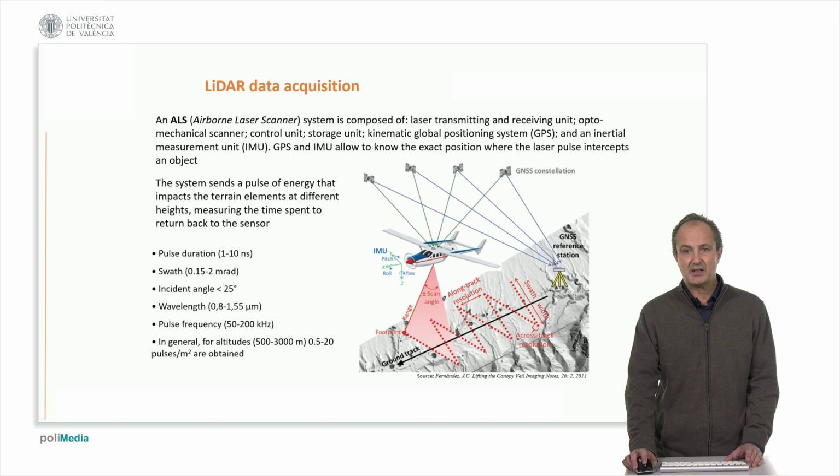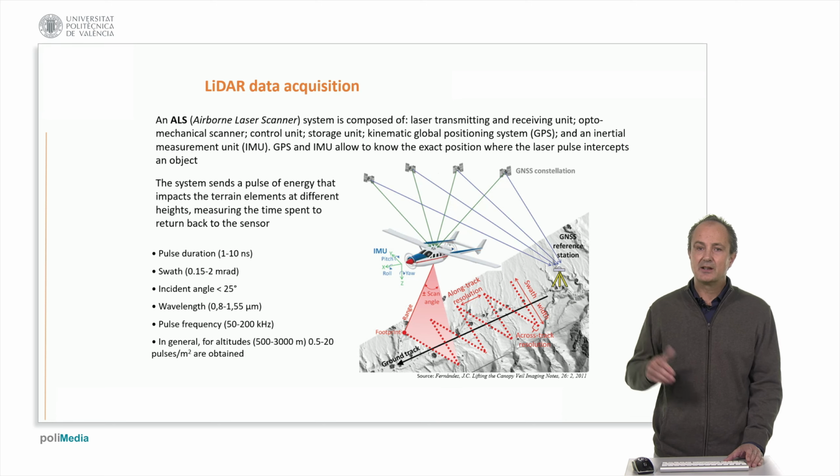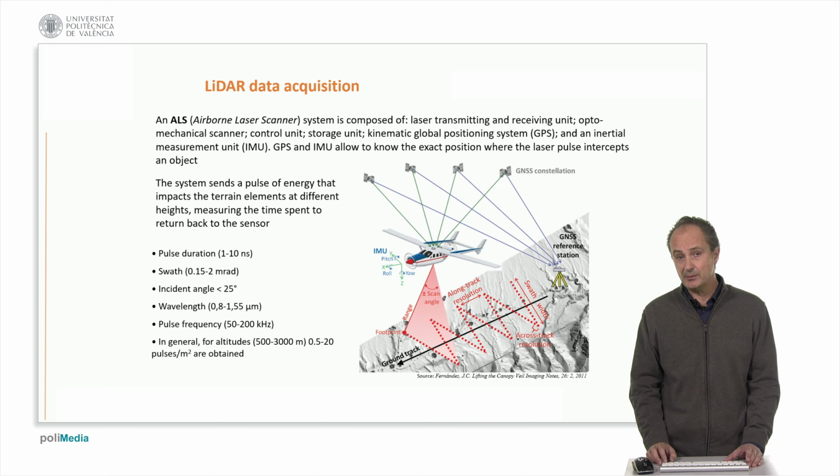When the system sends a pulse of energy impacting the objects of the landscape at different heights, the time spent to return back to the sensor is measured, providing the exact coordinates of each element impacted. Here are the typical specification ranges for some of the parameters used by a Lidar system: duration of the pulse, incident angle, wavelength, or pulse emission rate.